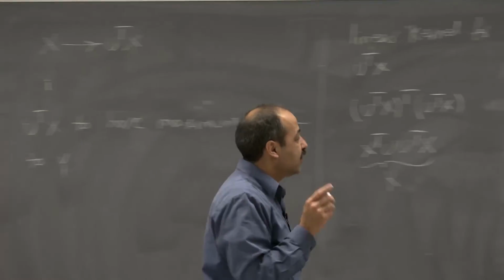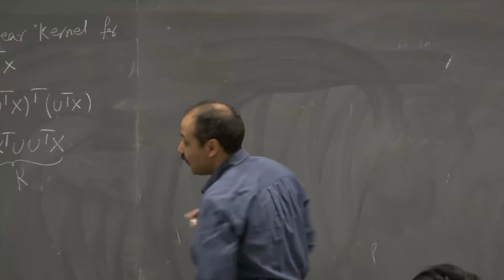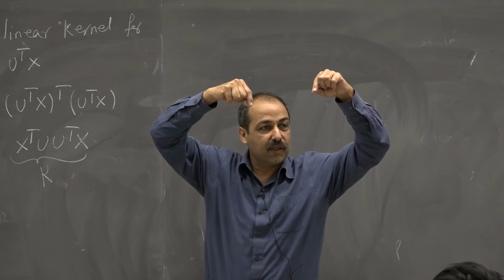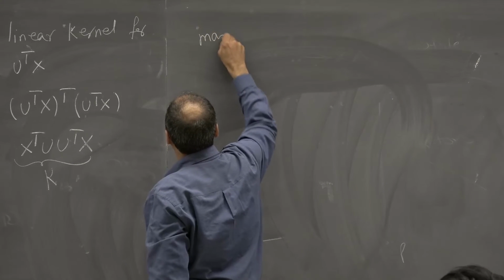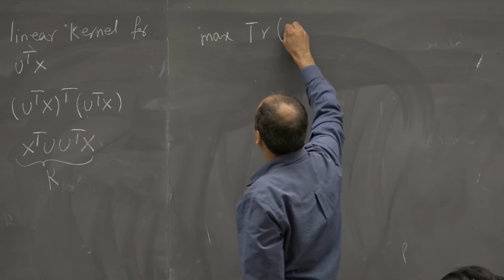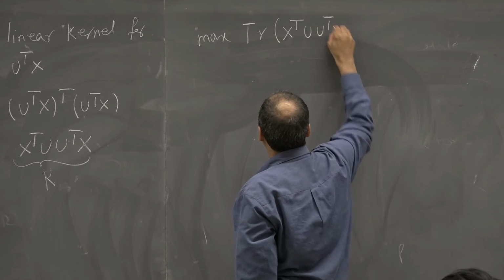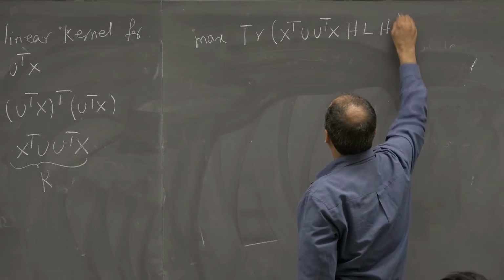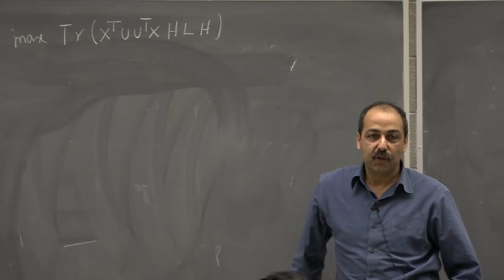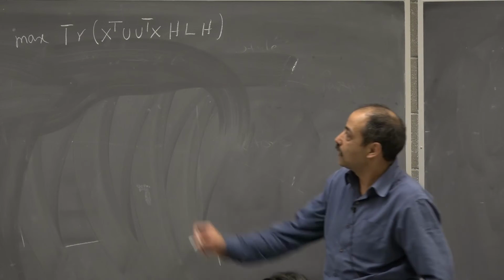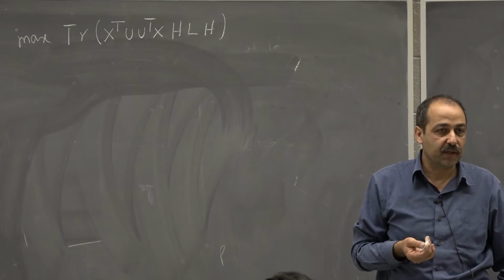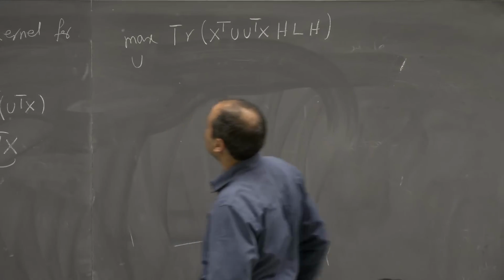Now, if I want to compute the dependence between U transpose X and Y, don't forget that the goal was to maximize the dependence between U transpose X and Y. So you have to maximize the trace of KHLH, when K is X transpose U transpose X, H, L, H. Everything here is known except U. X is known, H is a constant matrix, L is a kernel matrix that you computed for Y. The only unknown is U, so I would like to compute U to maximize this trace.